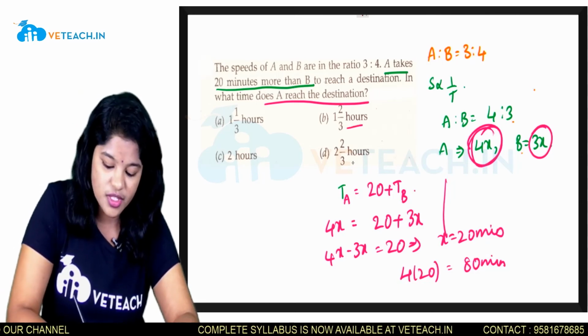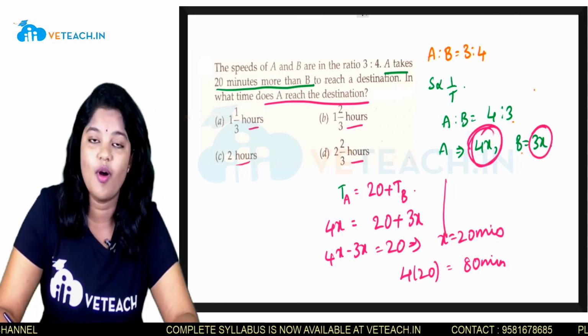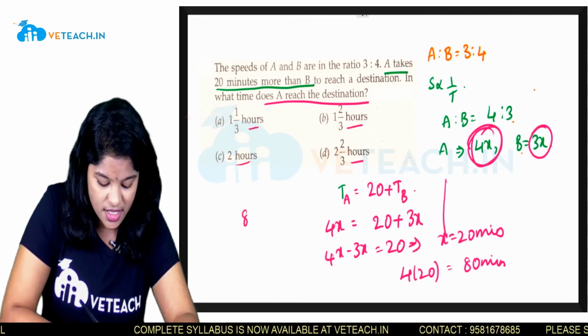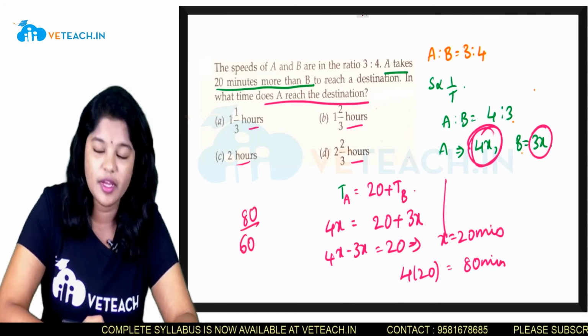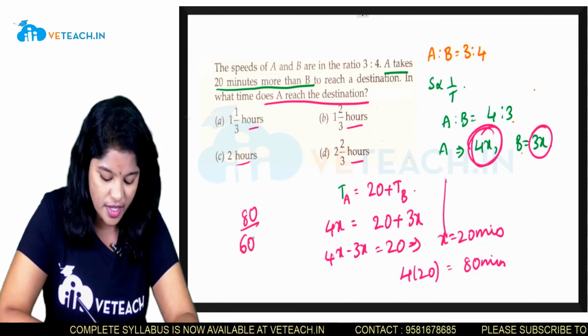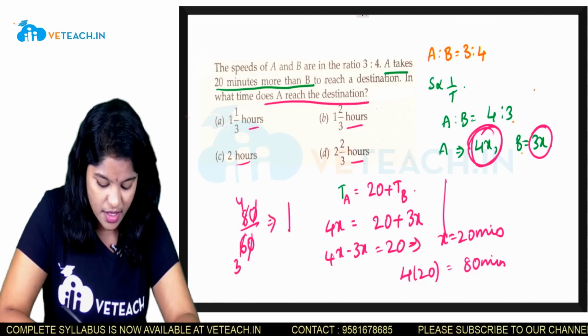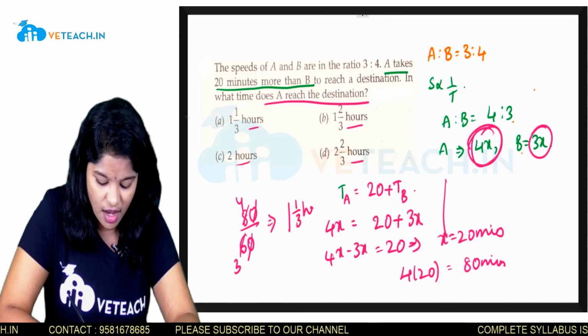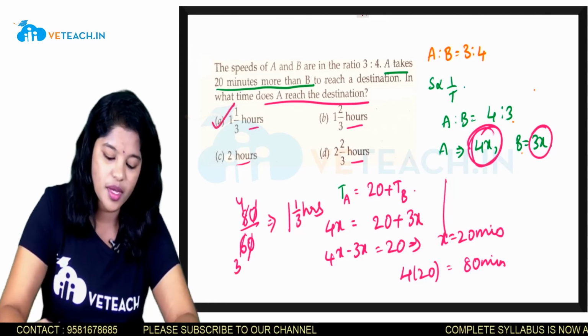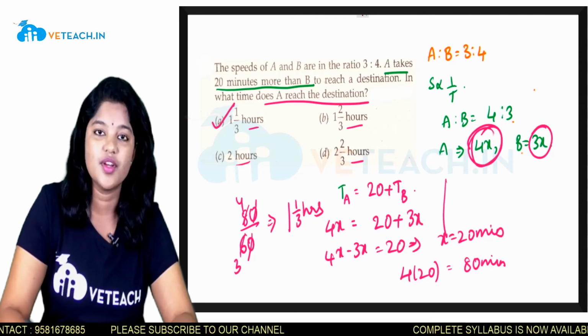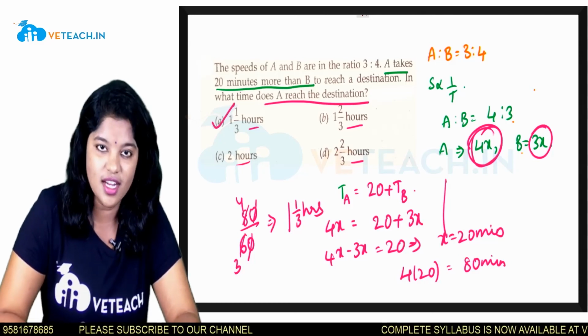But in the options they have given it in the form of hours. So 80 divided by 60, because per hour we have 60 minutes. So 4/3, that is nothing but equal to 1 1/3 hours. So in 1 1/3 hours A can reach the destination. So option A is our correct answer.